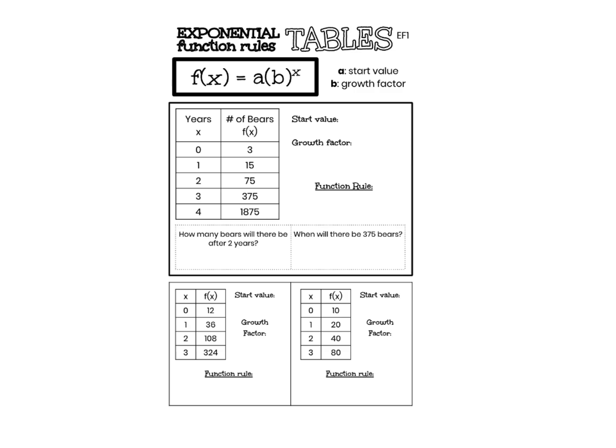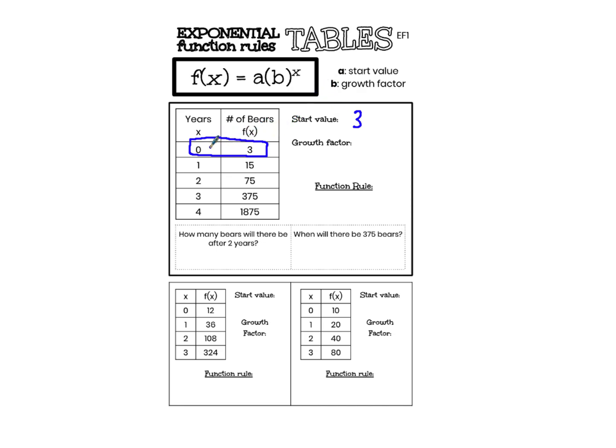Let's go ahead and look at this first example. In this first example, I have years x and number of bears f of x. To write a function rule representing this situation, I need to find the start value and the growth factor. The start value is going to be how many bears are there at the beginning, at the start. Mathematically, what that means is, what is the value of f of x when x is 0? How many bears are there when the number of years is 0? I find that in this first row of my table. So when x is 0, f of x is 3. In the beginning, I had 3 bears.